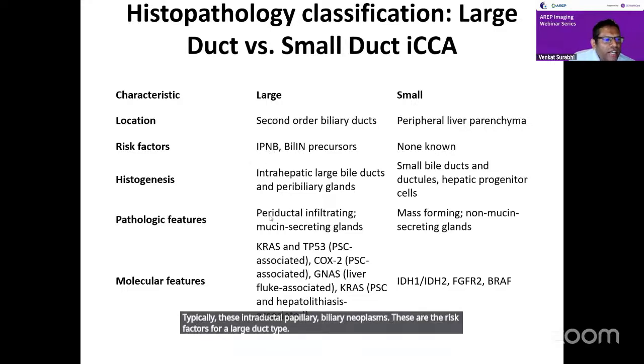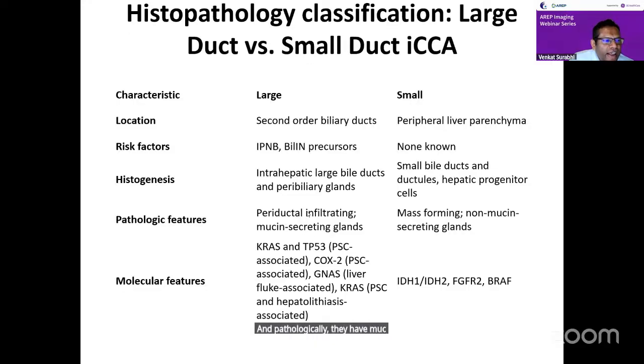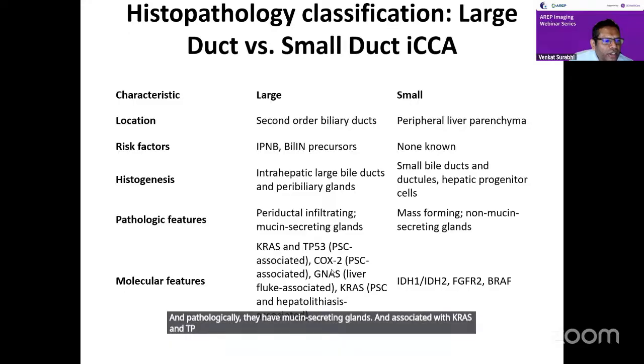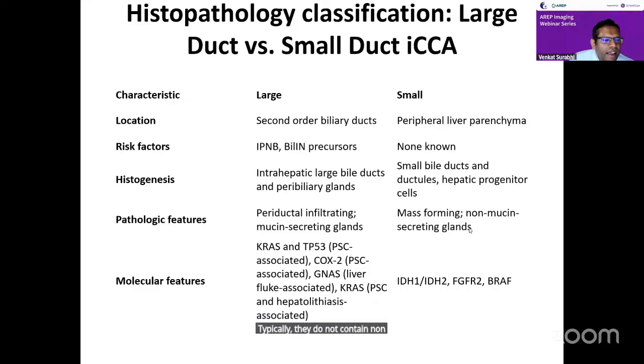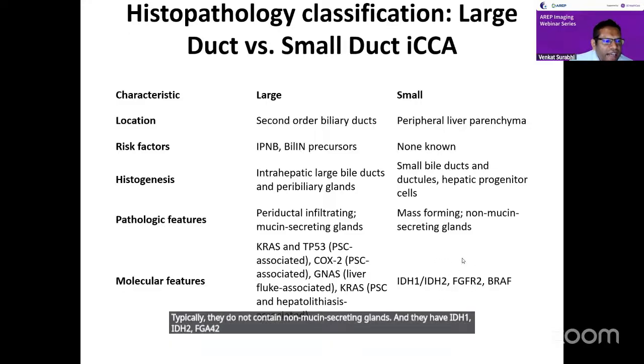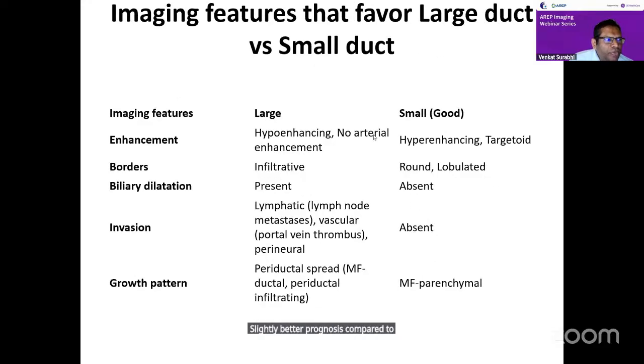Pathologically, large duct type has mucin secreting glands and is associated with KRAS and TP53 mutations and poor prognosis, whereas small duct type typically does not contain mucin secreting glands, and has IDH1, IDH2, FGFR2 mutations and carries a slightly better prognosis compared to large duct type.